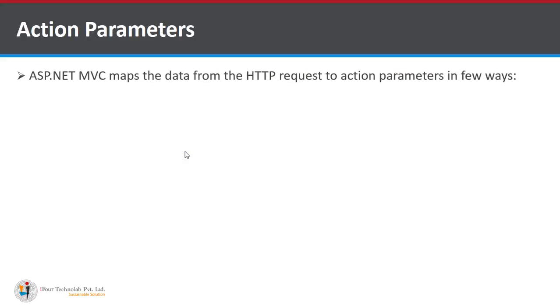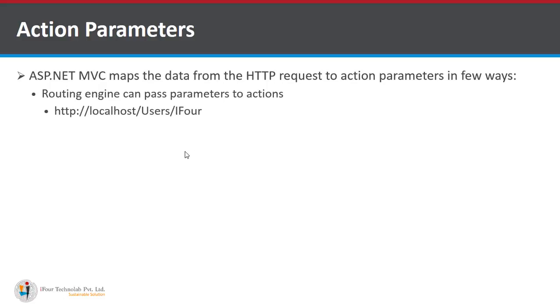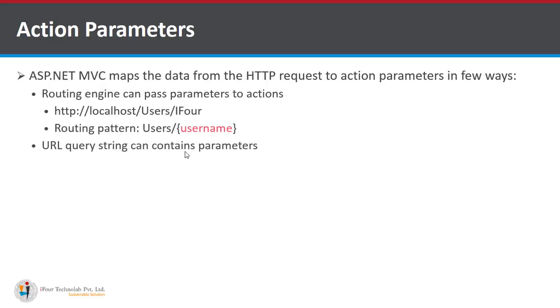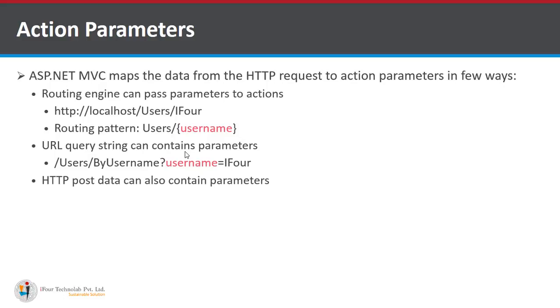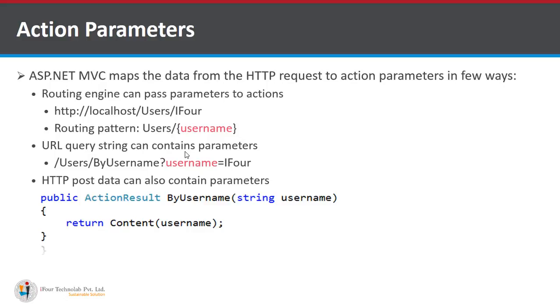ASP.NET MVC maps the data from an HTTP request to action parameters in a few ways. That is, the routing engine can pass parameters to an action. For example, http://localhost/users/iphone, where users is a controller name and iphone is an action method name. The routing pattern is users/username. The URL query string can contain a parameter as well. For example, users/byusername?username=iphone. This is another way. HTTP post data can also contain parameters. Here you can see an example.